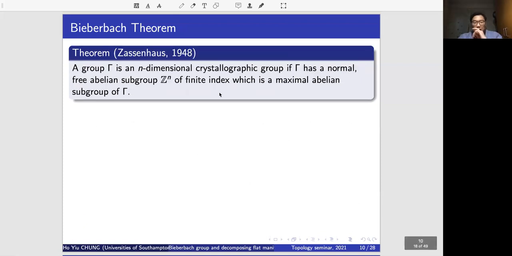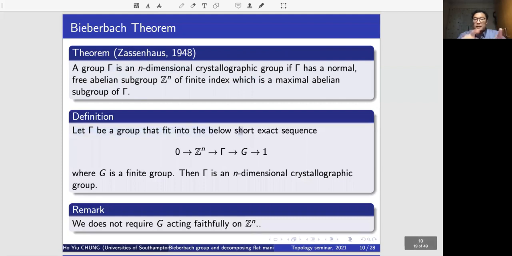All right, now from this guy, my English is bad, I don't know how to pronounce this name, but this guy in 1948 proved basically an inverse statement of the first Bieberbach theorem. It proves that a group is an n-dimensional crystallographic group if it has a normal free abelian subgroup Zn of finite index, which is a maximal abelian subgroup of gamma. So what it says is we can make a definition for crystallographic group in this way: if gamma is a group that fits into this exact sequence with Zn as kernel and a finite group here, then gamma will be an n-dimensional crystallographic group. So there's a way to define a crystallographic group as well.